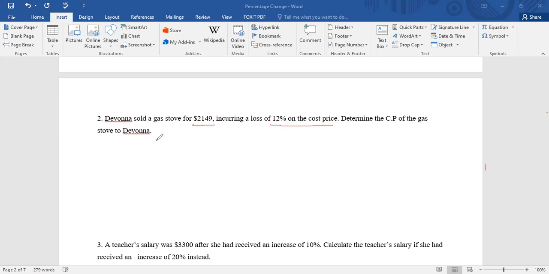So what we know here is the selling price. Selling price is $2,149, and we also know the loss. The loss she made was 12%. The cost price is unknown. So this is the information that was given.